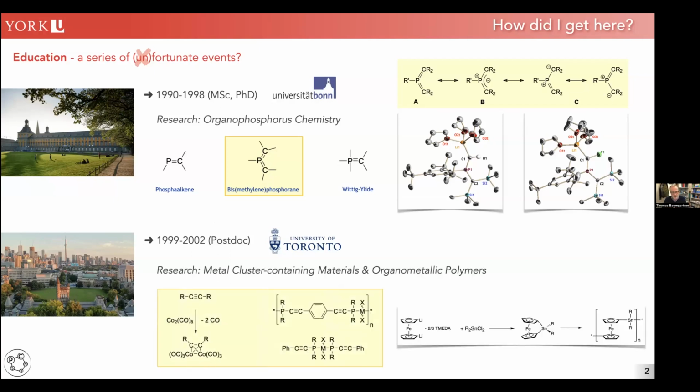switched my research focus and had more of a materials research angle to it, and I had two major projects that I was working on. Basically trying to put metal components into polymers and materials. Here's an example where we try to use the well-known reaction that you can take an alkyne and react it with cobalt octacarbonyl.